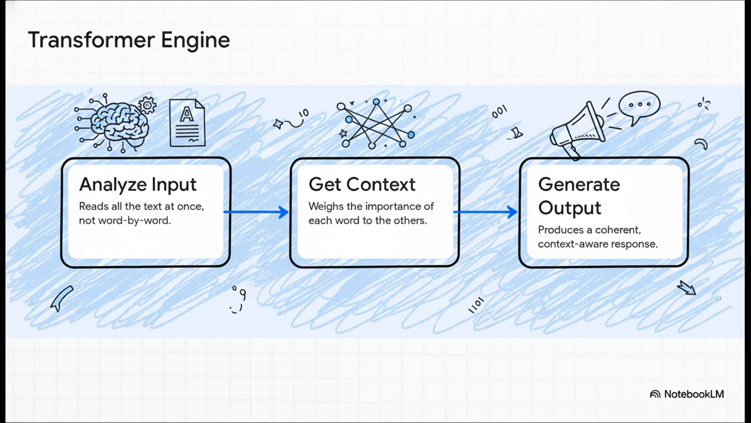This lets it figure out the deep context, weighing how important every single word is to every other word. That's the secret sauce. That's why its answers feel so incredibly coherent and human-led.